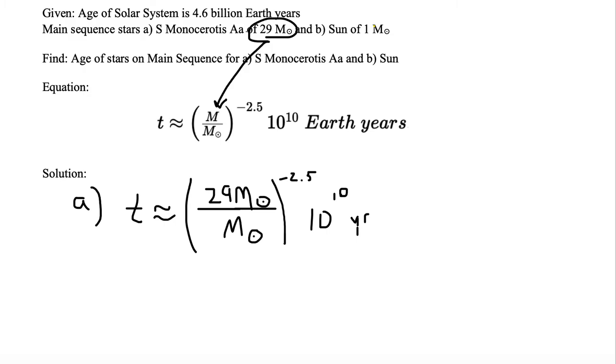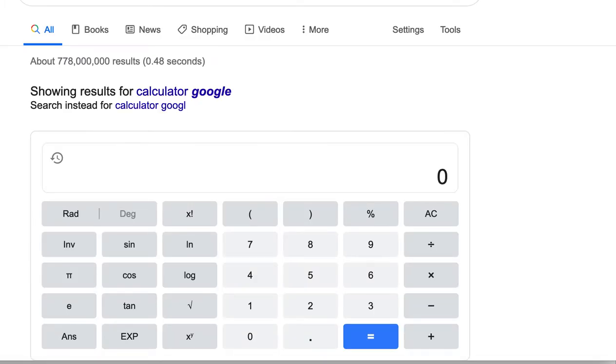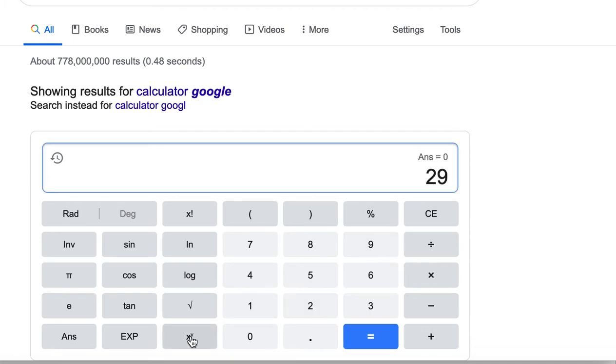So let's get rid of like variables. Solar mass eliminates solar mass, and now we're left with 29 to the minus 2.5 power. Let's multiply that out. We look for a calculator on Google or your favorite search engine. We type in 29 x to the y minus 2.5, and we get a value of something very small.